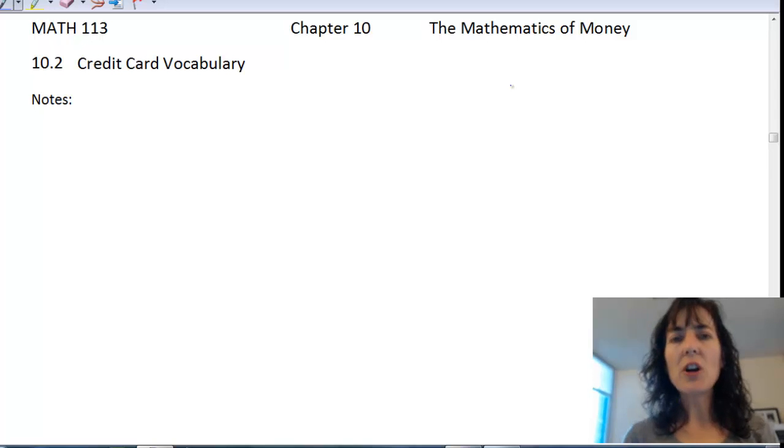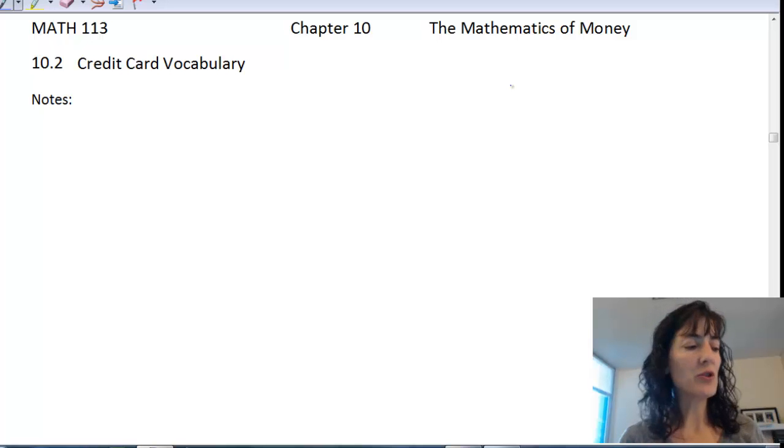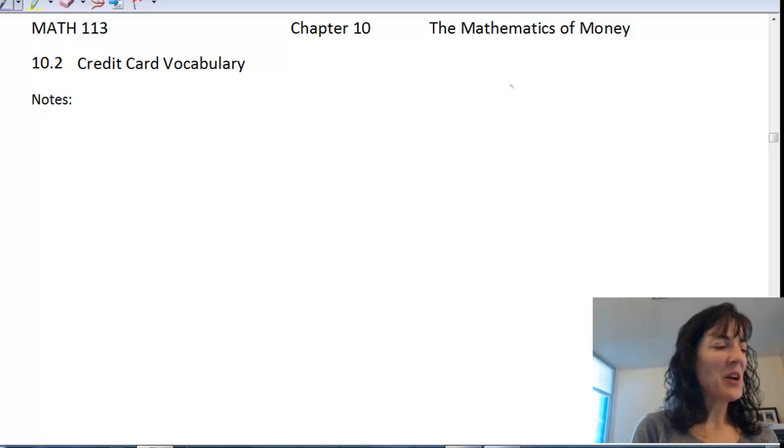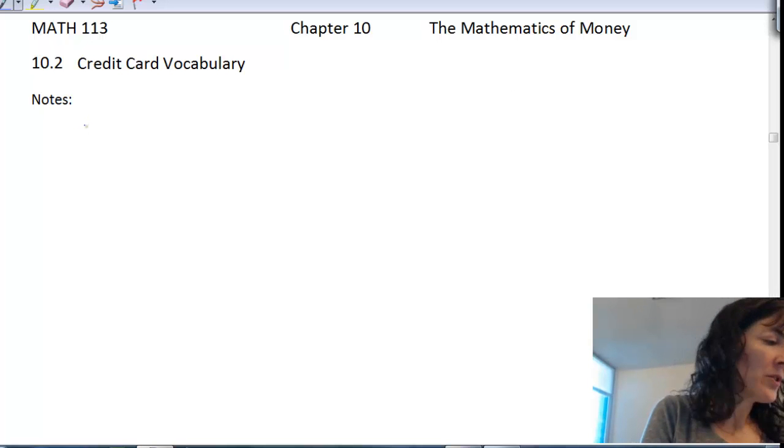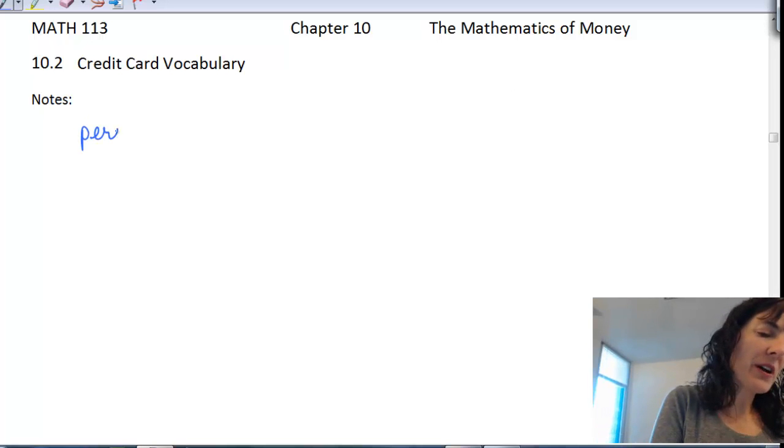All right, I want to talk to you about some credit card vocabulary, and we're going to look at samples of a couple of credit card statements so that we can see what the wording is and how they're actually calculating the interest. So it's pretty interesting. The first word or phrase that we need is periodic rate.